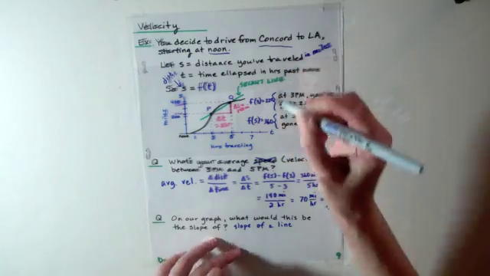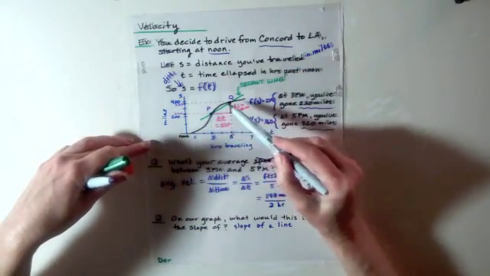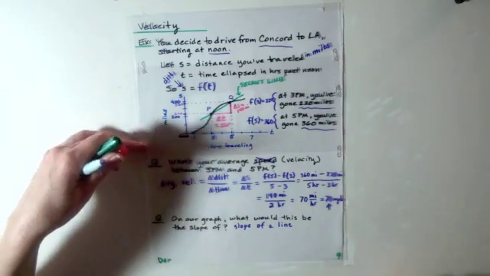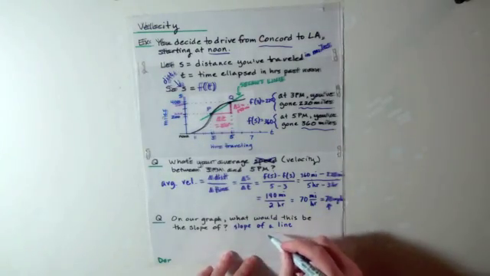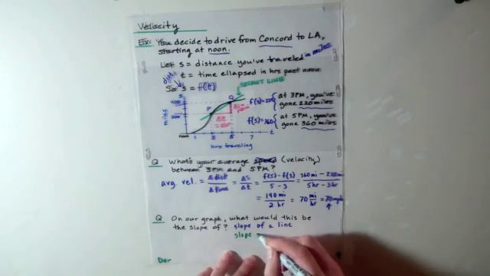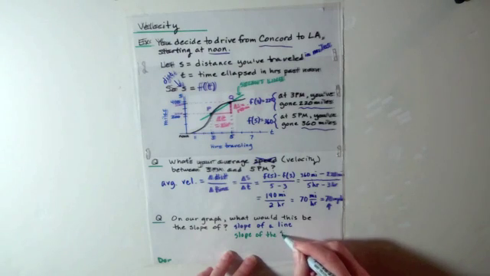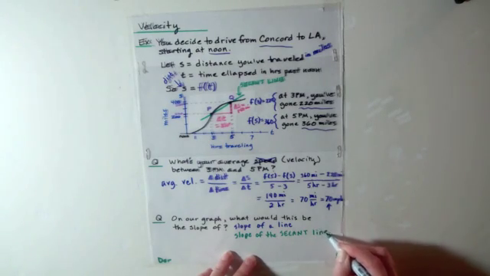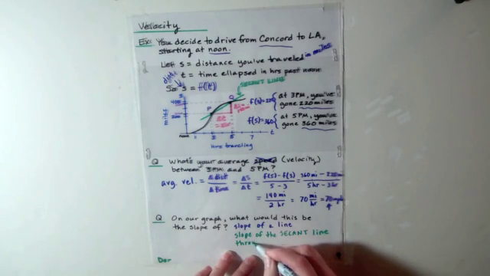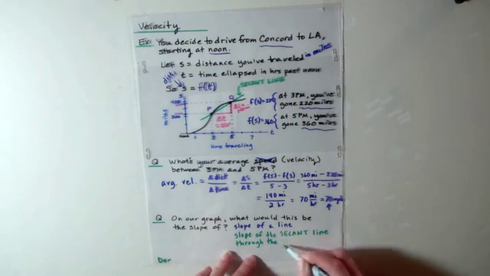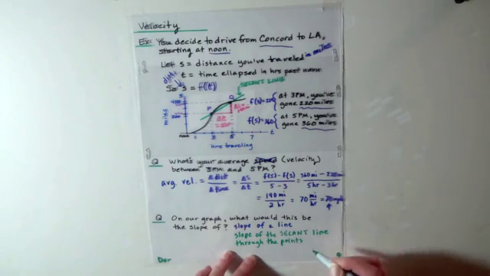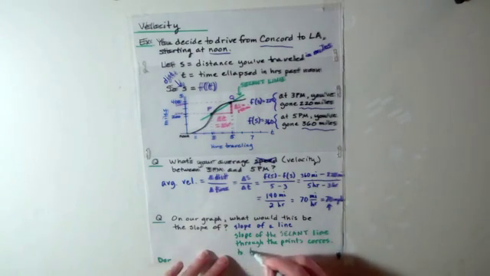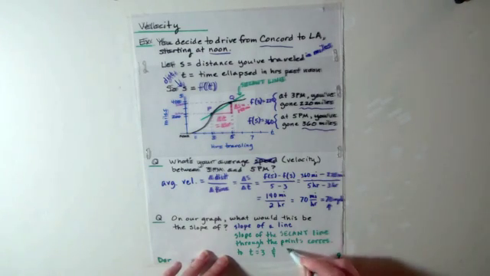It's the secant line through the point P and the point Q on our S equals F of T curve that we were originally given. So more specifically, it's the slope of the secant line through the points corresponding to T equals 3 and T equals 5.